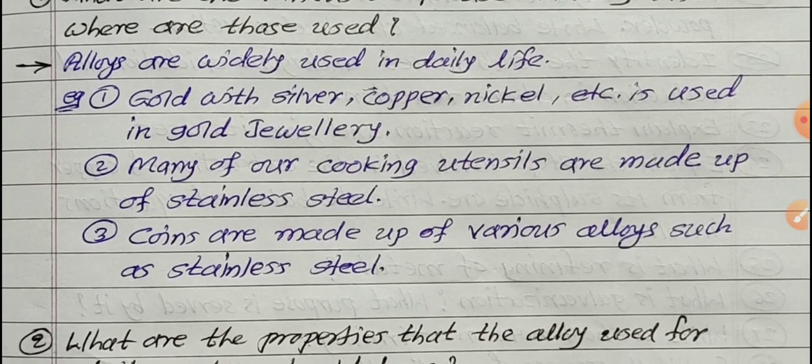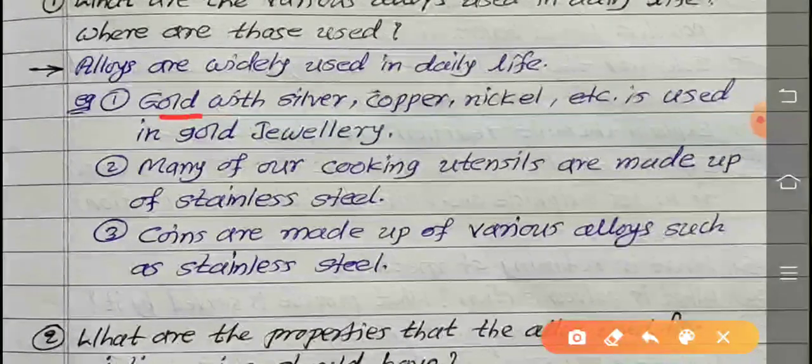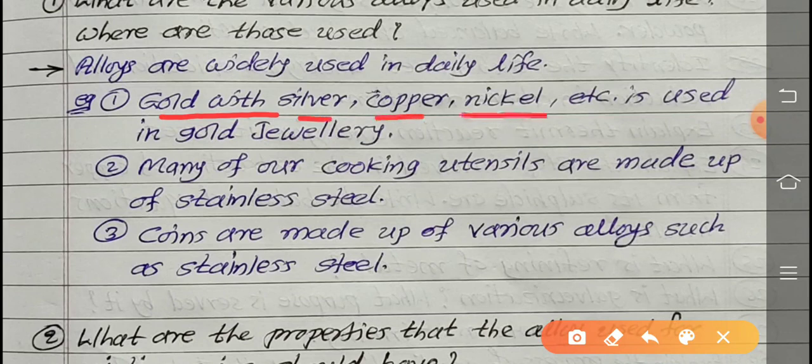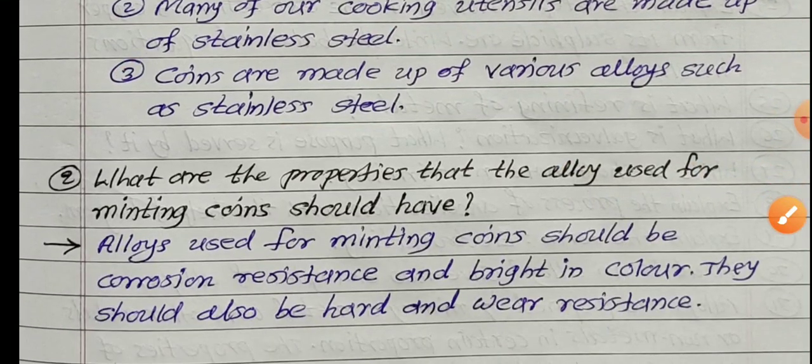You find out a few more examples. I will give some. Only three are given here. Alloys are widely used in daily life. What is the first one? Gold with silver, copper or nickel etc. is used in gold jewelry. Second example, many of our cooking utensils are made up of stainless steel. Third example, coins are made up of various alloys such as stainless steel etc. So you find out more examples.